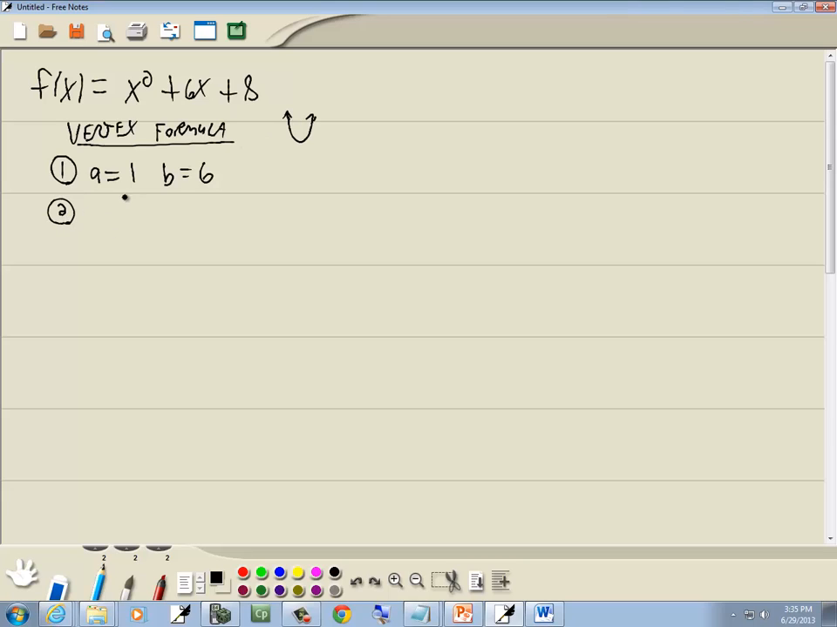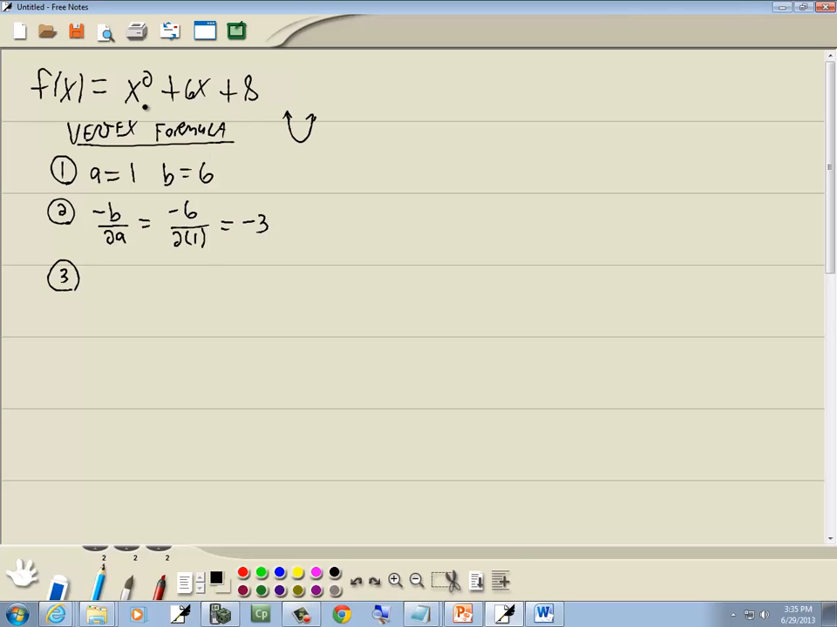Second step in the vertex formula is take those values you just found, plug them into negative b over 2a, and simplify. So we're going to have negative 6 over 2 times 1, which, 2 times 1 is 2, negative 6 divided by 2 is negative 3. And that's the x part of our vertex.